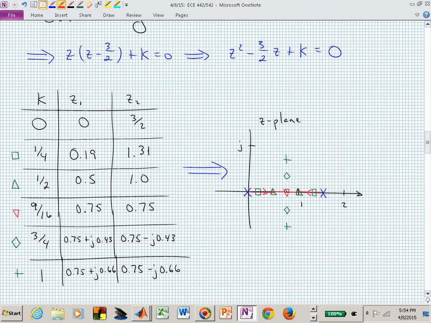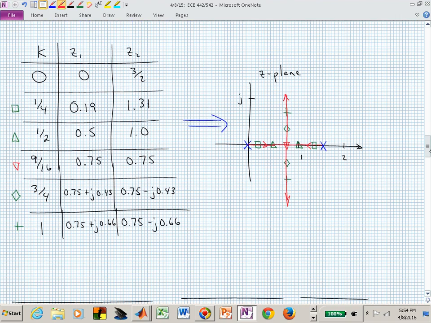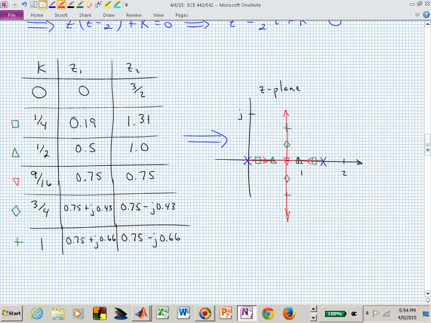I'm now moving up, and if I just kept increasing k, I just did one more, and that was the plus sign. I increase k to 1, and I get 0.75 plus and minus j 0.66. And that's now numerically validating this root locus diagram that I tried to illustrate before. Are there questions on that?